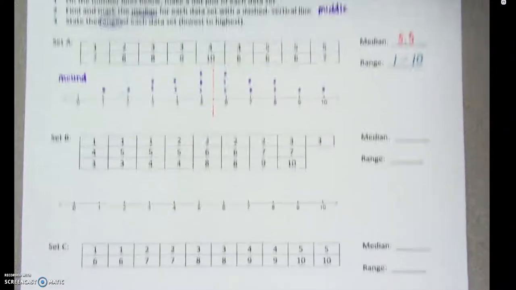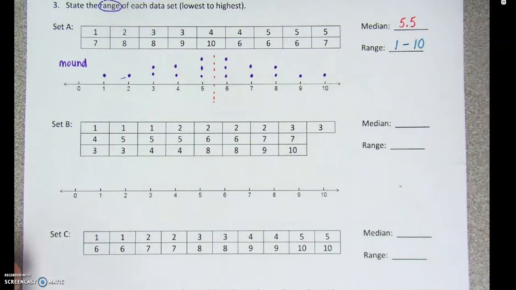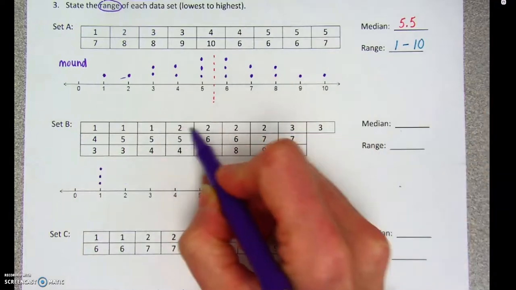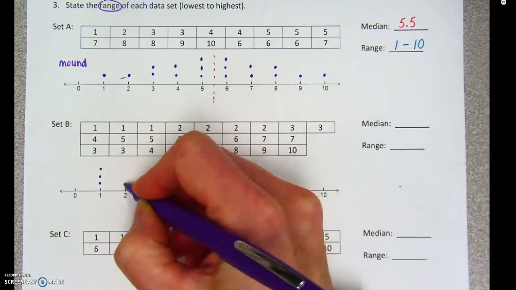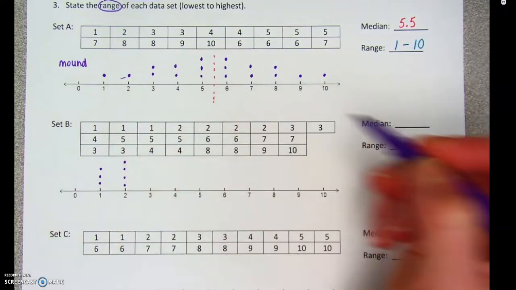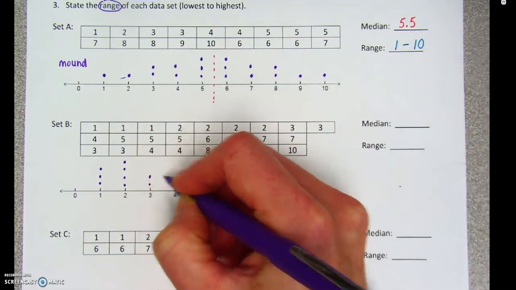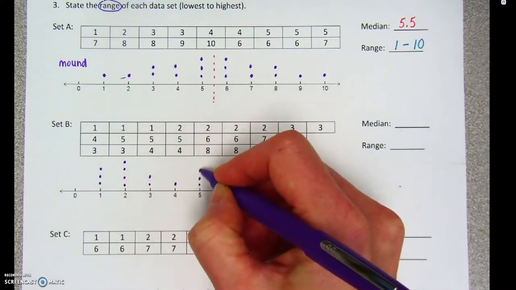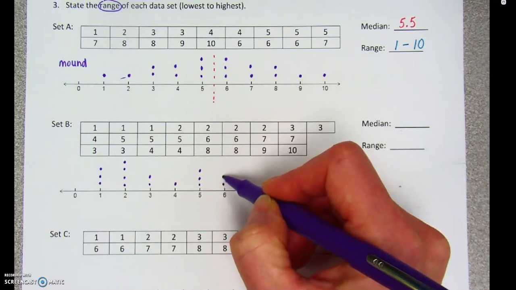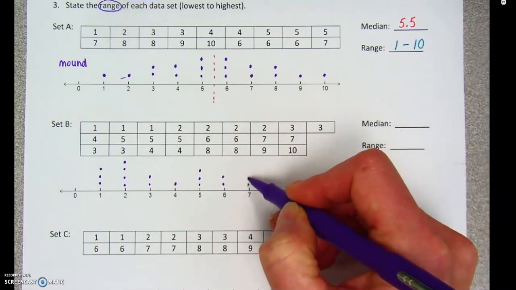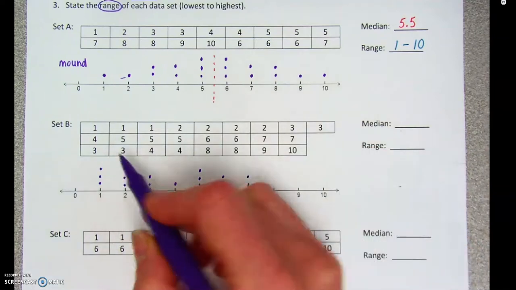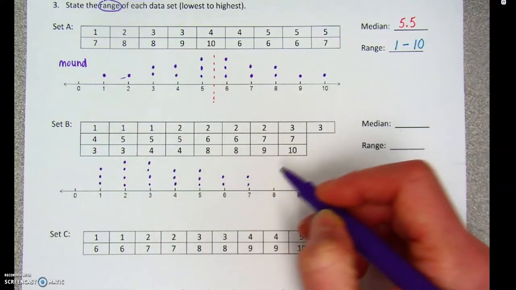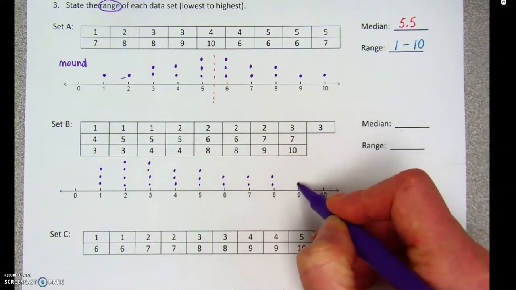Let's do set B. 1, 1, 1, 4 2s, 2 3s, a 4, 3 5s, 2 6s, 2 7s, 2 more 3s, 2 more 4s, 2 8s, 9, and a 10.